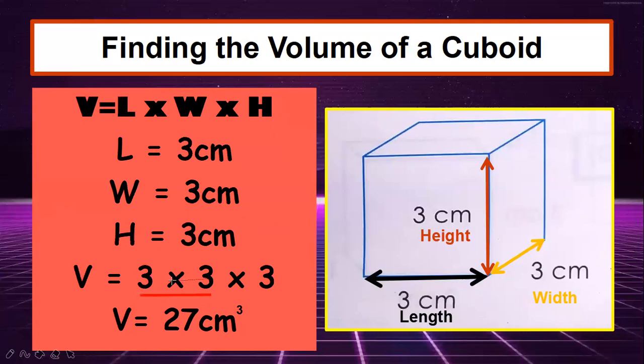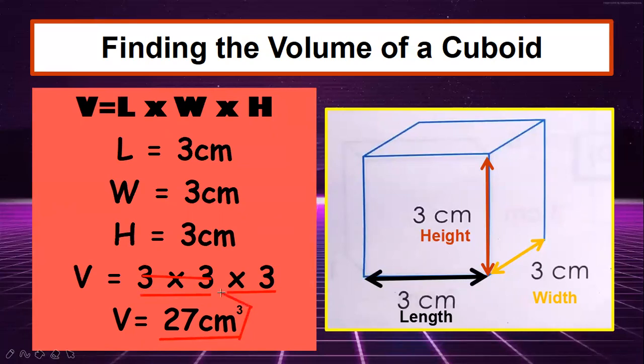Now that it's crossed out, this becomes 9. So 9 times 3 is how much? 9, 18, 27. Very good. So our volume is equal to 27 centimeters squared. Okay, please do not forget centimeters squared.